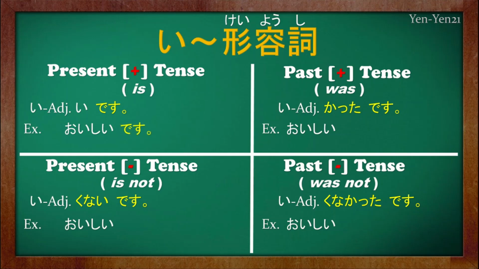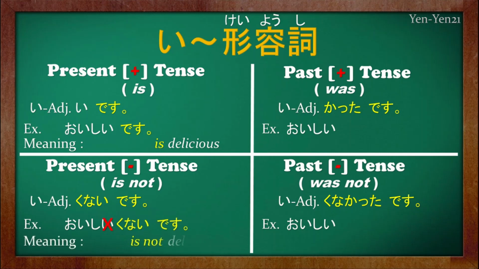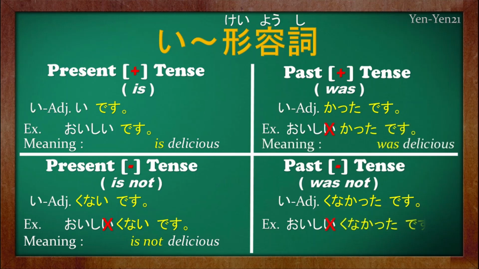美味しいです. That means, is delicious. 美味しくないです. That means, is not delicious. 美味しかったです. That means, was delicious. 美味しくなかったです. That means, was not delicious.